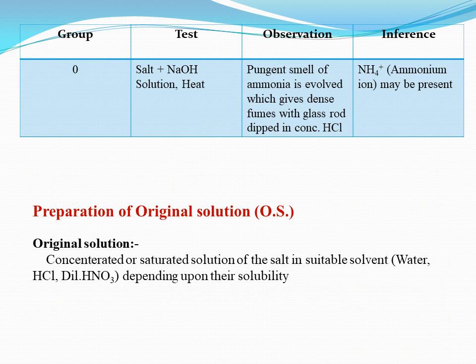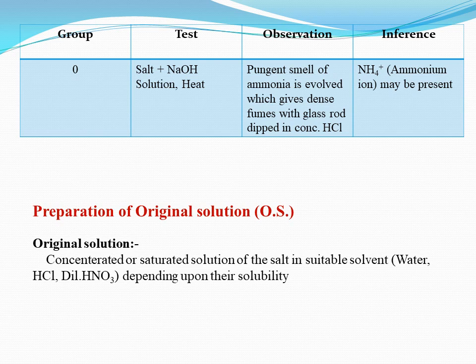For detection of 0th group, you have to take a pinch of salt in a test tube and add 1 to 2 ml of sodium hydroxide solution to it and heat it strongly. If your mixture contains ammonium ion, then a pungent smell of ammonia gas is evolved. Then what should you do? Take a glass rod dipped in concentrated HCl and bring it near the mouth of the test tube. The ammonia gas that is evolved comes in contact with concentrated HCl and gives dense white fumes. From that you can say that ammonium ion may be present.